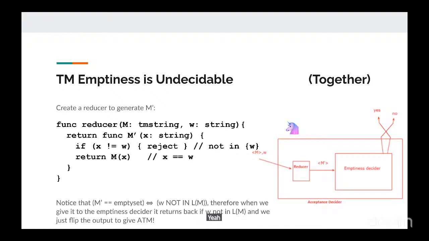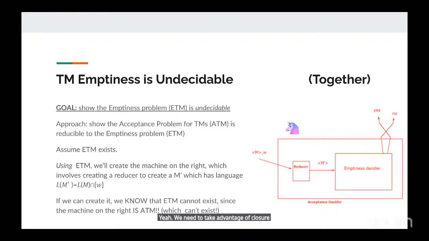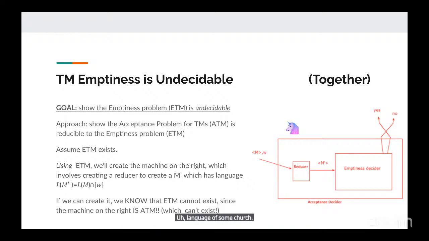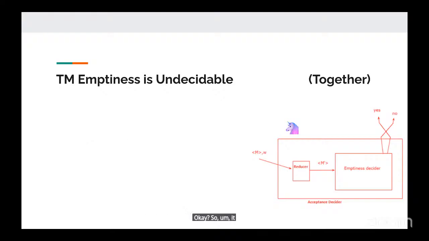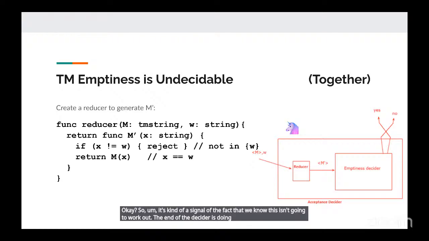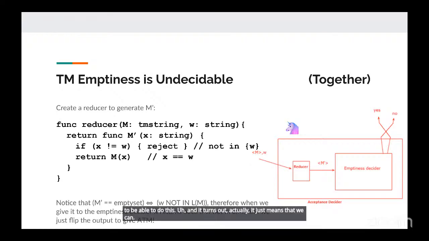Yeah? When we say that's an intersection in the previous slide, do we need to take advantage of the closure properties sort of thing there? No, you actually don't, because we're not saying anything about this, and that's why it's interesting, right? It's suspicious, because we've made some new machine and it hasn't relied on any property like whether this is decidable or recognizable or anything. Who knows? It's just a random language of some Turing machine. So it's a signal that we know this isn't going to work out. The emptiness decider is doing some weird hacks to be able to do this, and it turns out that just means we can't build an emptiness decider. Okay.